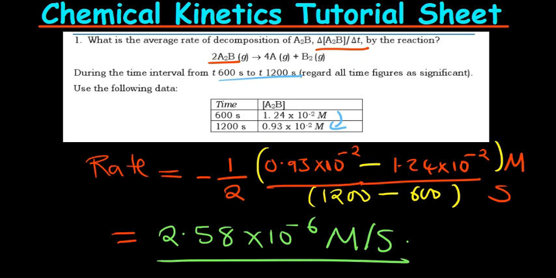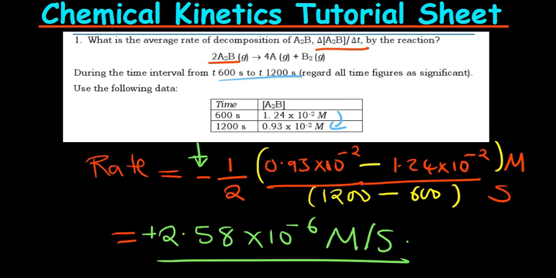So what is the rate? A rate is change in concentration over the time it took. Of course, don't forget to multiply by the stoichiometric coefficient. The reason we add the negative there is to ensure that every time we are determining the rate, it should always be positive.